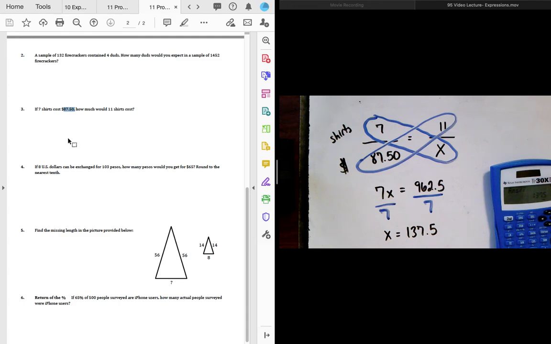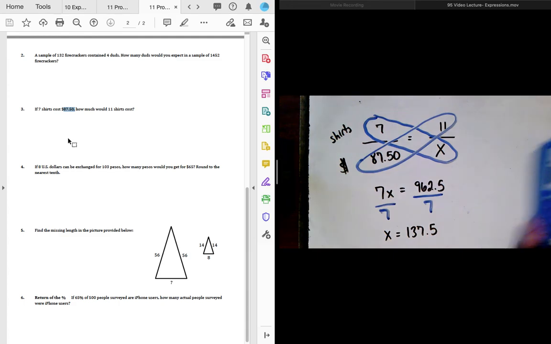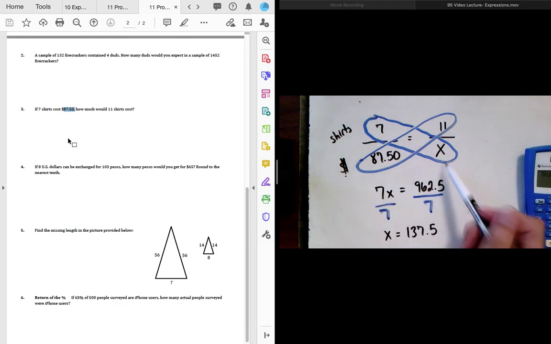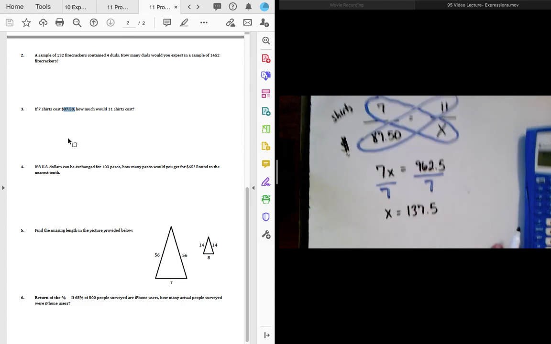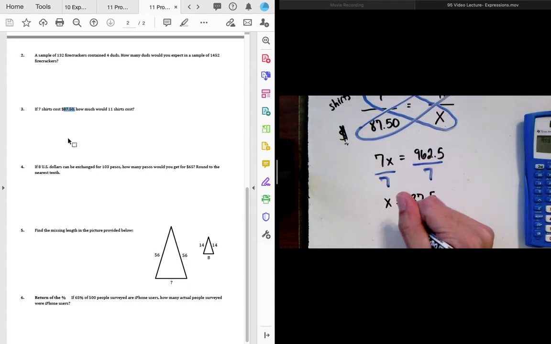Be careful. Remember that in these problems, the unit is really important. In this case, what we were looking for, the x value, represents money. So we don't want to leave it as 137.5. We would prefer to write this as $137.50.